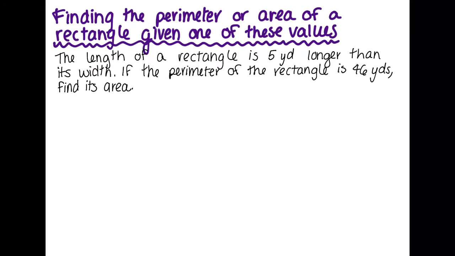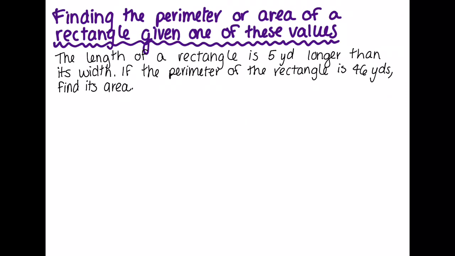Find the perimeter or area of a rectangle given one of these values. Right. So in these problems, you're going to, just like the title says, be finding perimeter or area of a rectangle. You're going to either be given perimeter or you'll be given area, and then you're finding the other value. There's a little bit of work to be done here, but they're not bad.